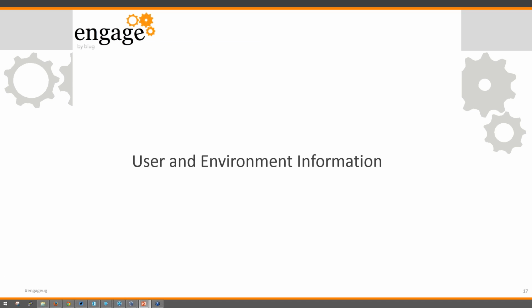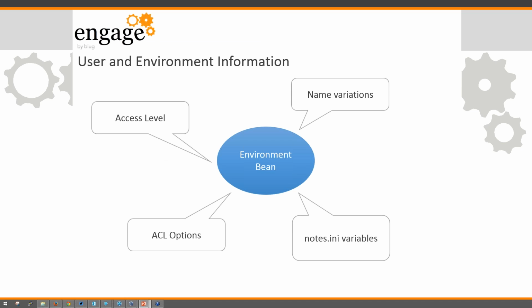I did this the managed bean way: gathering user and environment information. What does it mean? For me, these four parts, or at least three of them, are important for my programming or for the functionality I want to offer the user. Of course, the various name variations of the user information.